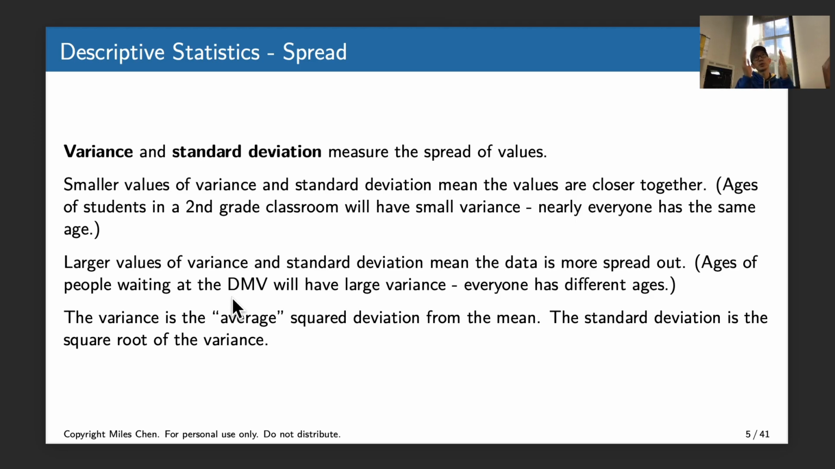And so if all of the points are very close to the mean, then the deviations are small, and your average squared deviation is very small. If all of the points are far away from the mean, meaning they're very spread out, then your average deviation is going to be huge. Okay, and then the standard deviation is just the square root of the variance.